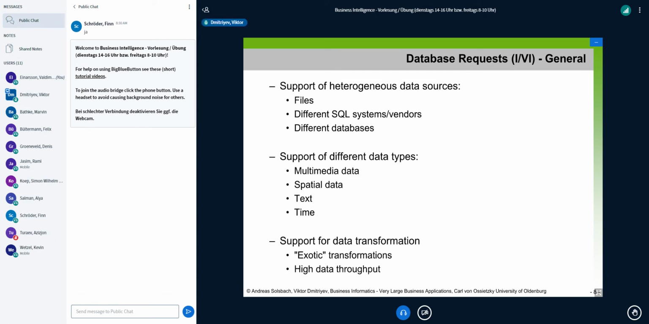So let's speak about the database and what you have to deal with, or database requirements. First of all, we're still speaking about the physical level, and what you should expect from a database. So support of heterogeneous data sources, like files, different SQL system vendors, and different databases. Your database should be able to deal with those types of things.